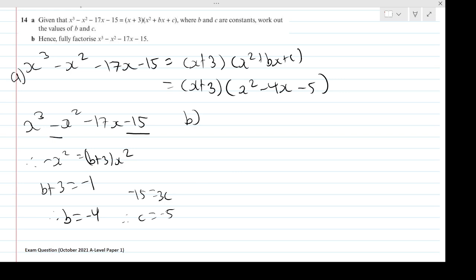It's asking us to fully factorize, so it's asking us to factorize even further. Well, the only thing we can factorize is this quadratic part. And again, it's an easy quadratic. It's again only just x squared, no number in front. So we can simply consider what times to give minus 5 and adds to give minus 4.